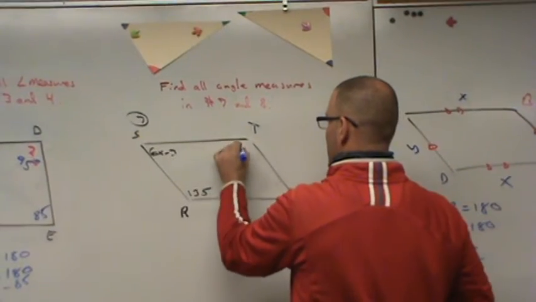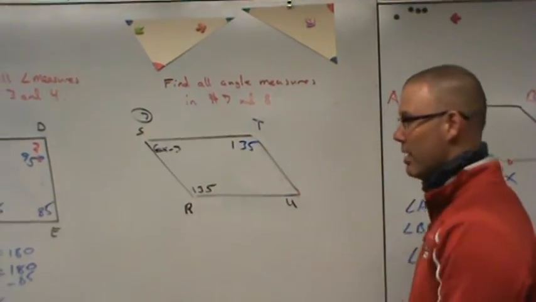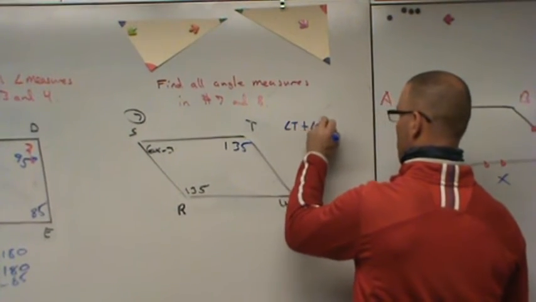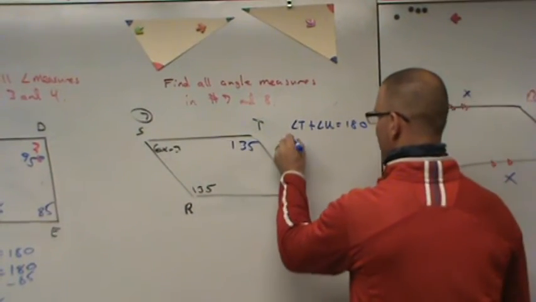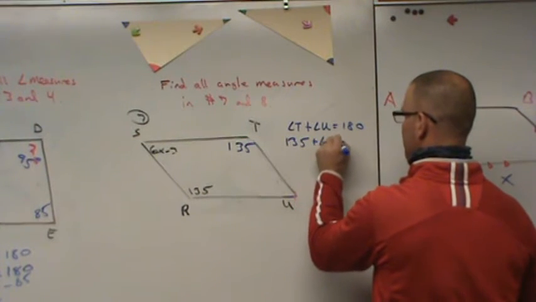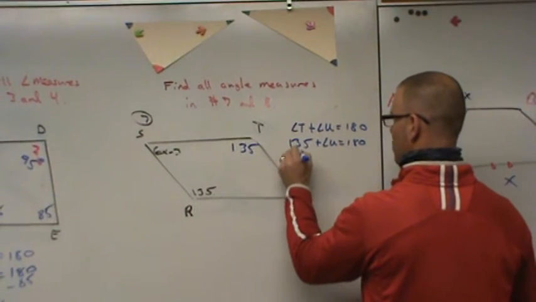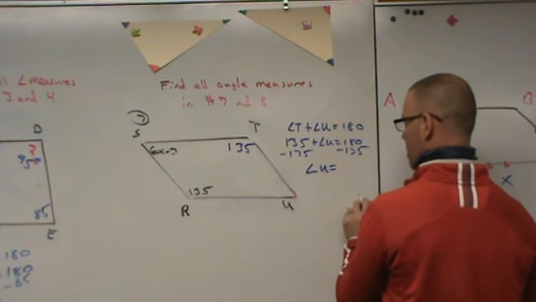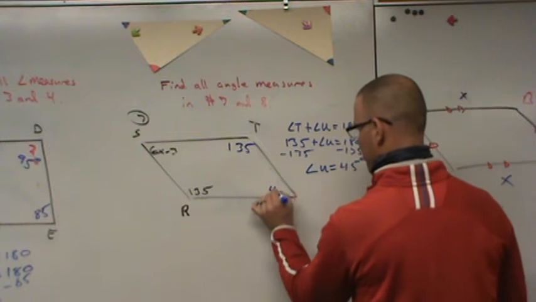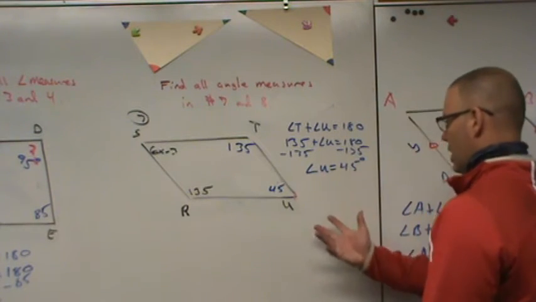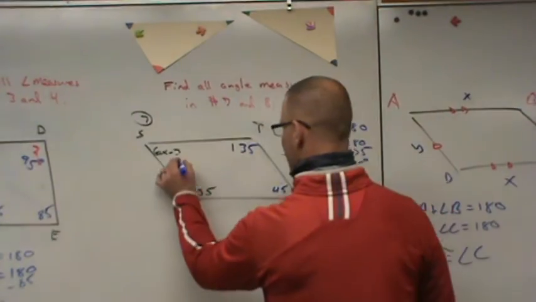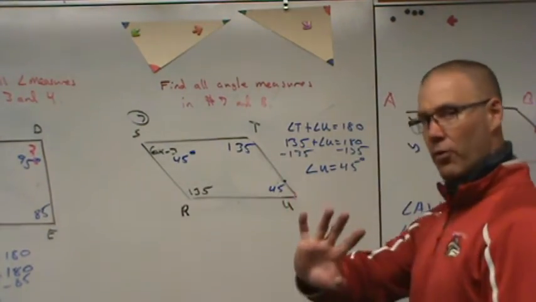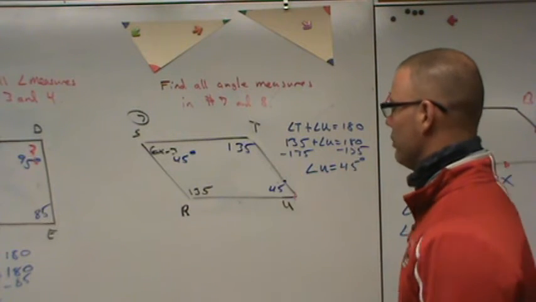Opposite angles are the same, so t is 135. Okay, great. I know that t plus u equals 180. I know that t is 135, so I can subtract 135, and angle u is equal to 45 degrees. Well, if u is 45, that means s has to be 45. Yes, you're absolutely right. I found all four angles. Now I need to find a value for x.